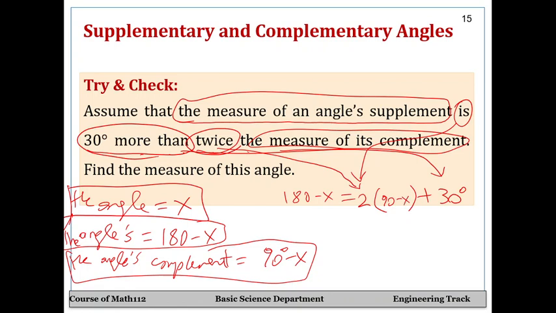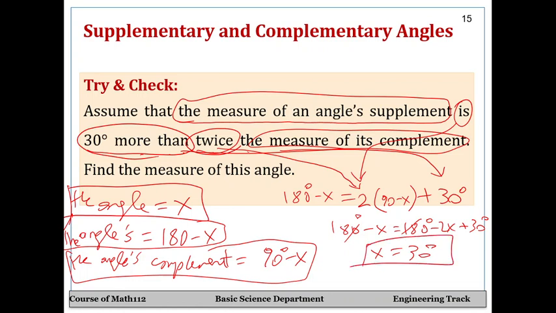Okay, then the next thing is you have to solve the equation for x, and it will be 180 minus x equals 180 minus 2x plus 30, and then 180, okay, they cancel out, and it will be x equal to 30 degrees. So the angle turns out to be 30 degrees.